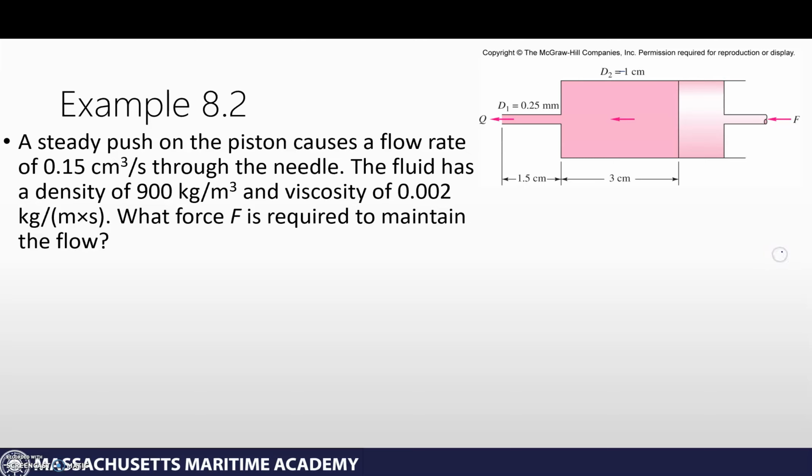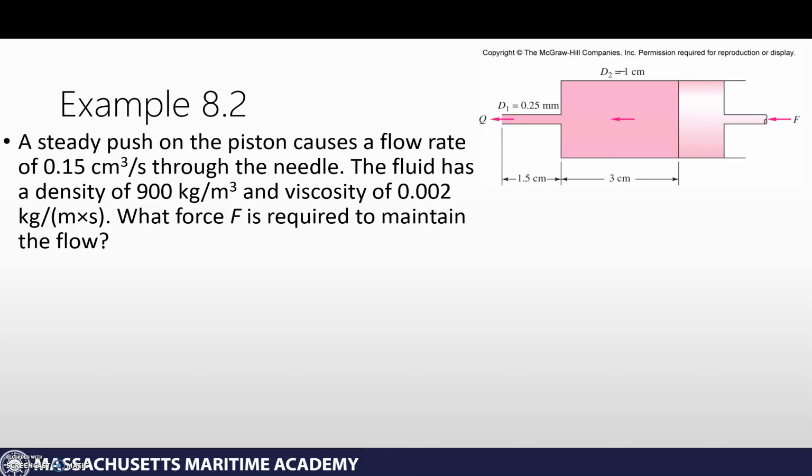Steady push on the piston causes a flow rate of 0.15 cubic centimeters per second through the needle. The fluid has a density of 900 kilograms per cubic meter and a viscosity of 0.002 kilograms per meter second. What force is required to maintain the flow?